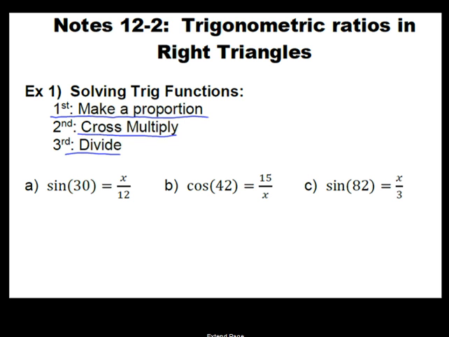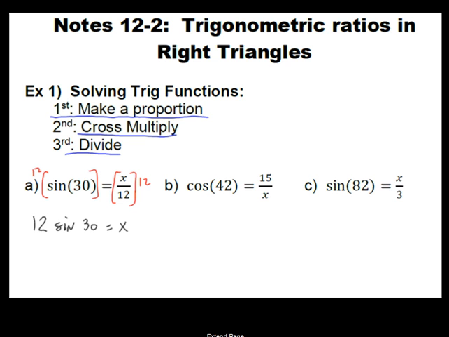So the first one here says we have the sine of 30 degrees is equal to x over 12. My goal is to get the x by itself. So technically what I'm doing is multiplying both sides of my equation by 12. So I now have 12 times the sine of 30. This tells me what the value of my x is.